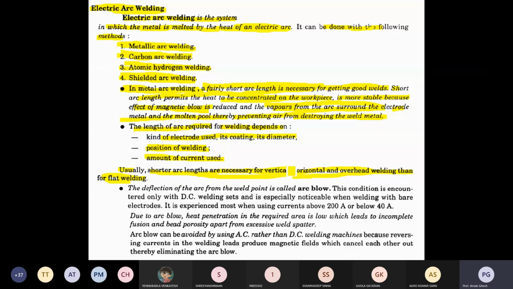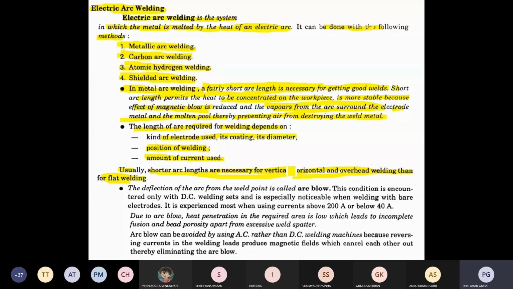Shorter arc means the arc length will be less. If it is more, that may cause additional energy losses. If the arc length is more, additional high voltage is required, and additional high voltage means additional energy is required. So try to keep it moderate, a shorter length of your arc.